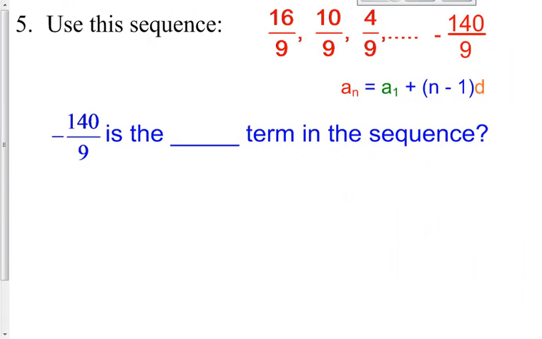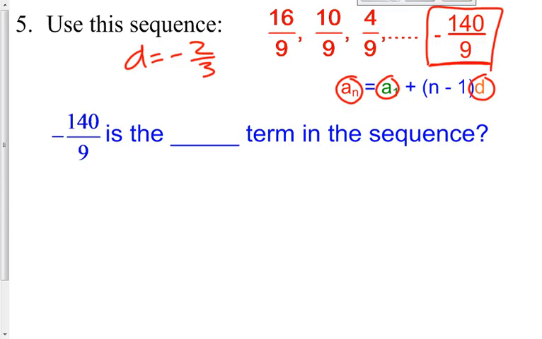All right, next one. This one is a very interesting problem. Our common difference, again, is a negative 2/3. Same sequence. So if I keep adding a negative 2/3, negative 2/3, negative 2/3, if I keep on adding this, eventually I'm going to get to the negative 14 ninths. What term number is that? Okay, so I know the value of my first term. I know my common difference. I know the value of my nth term. The value of my last term is a negative 14 ninths. I just don't know what term number it is. I don't know how many terms there are. So this is my variable. n is what I want to find.